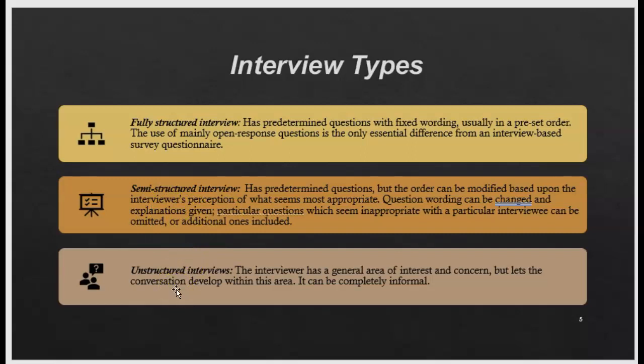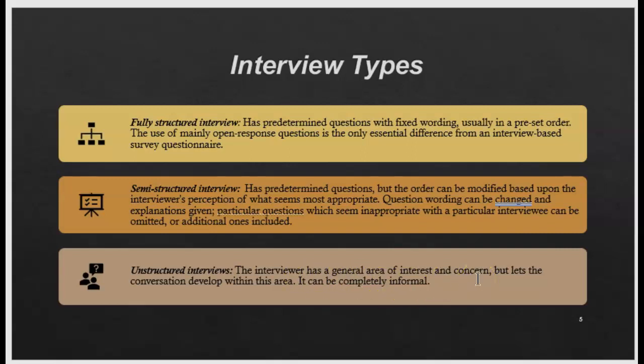Unstructured interviews are basically conversations where the researcher is having a conversation with the participant and wants it to be informal. They want to get as much information as possible about some general area of interest and concern, but they're less interested in answering specific research questions. Perhaps their research question is broader, or perhaps their research question is about a general level of interest and the conversation will help to develop.